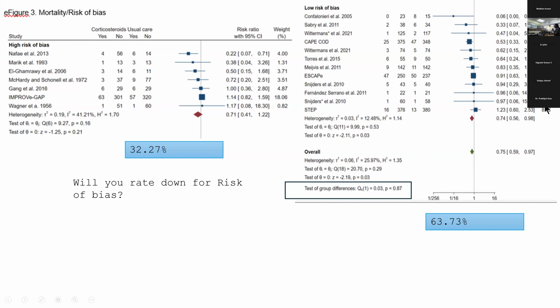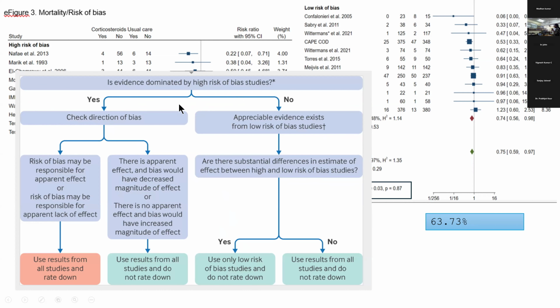In the same study, they have classified the studies as low risk of bias and high risk of bias. In the high risk of bias studies, they find that there is no mortality benefit. In the low risk of bias studies, they find that there is some mild mortality benefit. And how much of the weight is contributed by high risk of bias studies? Less than 50%. So it's predominantly low risk of bias studies, which is 63.73. If you look at the algorithm, is evidence dominated by high risk of bias studies here? No, it's mostly low risk of bias.